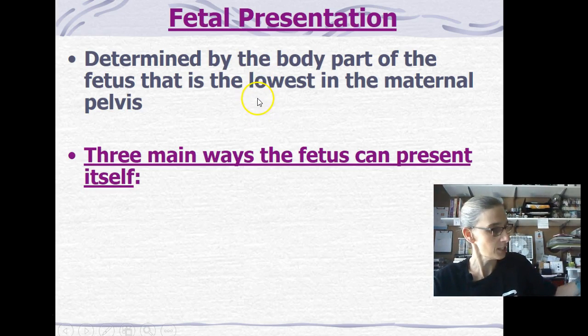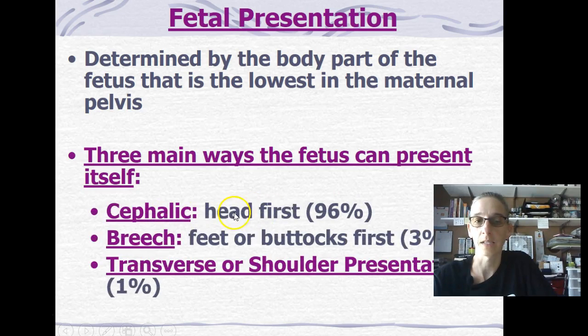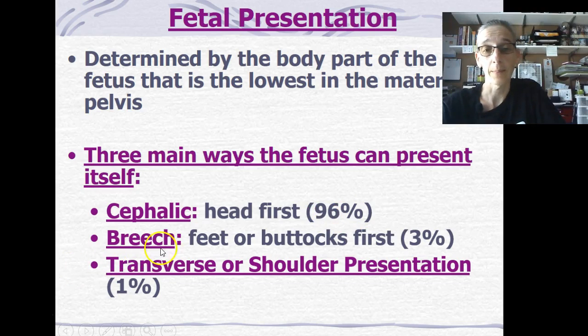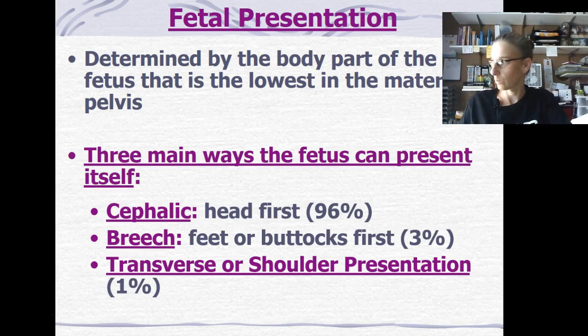All right, fetal presentation is determined by the body part of the fetus that is the lowest in the maternal pelvis. There are 3 main ways the fetus can present itself. We can have cephalic, which is head first, 96% of deliveries, and that's the way we want it. Then we've got breech, which is feet or buttocks first, 3%. And then we have a transverse or shoulder presentation, which only occurs about 1% of the time. Usually now with modern technology and ultrasounds, we're able to detect this before we get into a delivery status, so we know that we're not delivering that way.